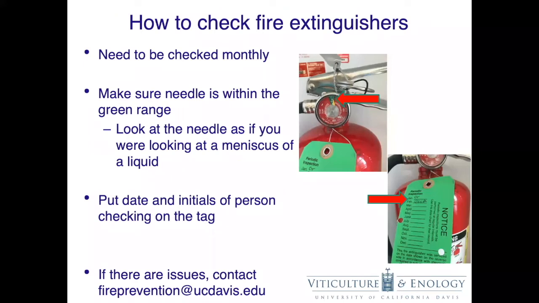So how to check the fire extinguishers? Again, these need to be checked monthly. Make sure the needle is within the green range. Look at the needle as if you were looking at a meniscus of liquid. Once you have checked it, put the date and the initials of the person checking on the tag. If there are any issues, contact fire prevention at ucdavis.edu.